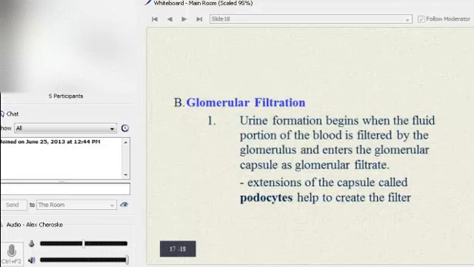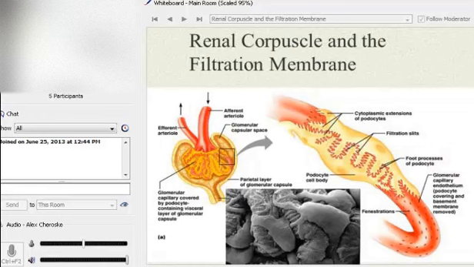If it's too big, it's going to stay within the blood vessels instead. And in fact, we have what's called a filtration membrane. So when we look at it, if you think about the glomerular capillaries, or the glomerulus, as almost like the heart in a way.